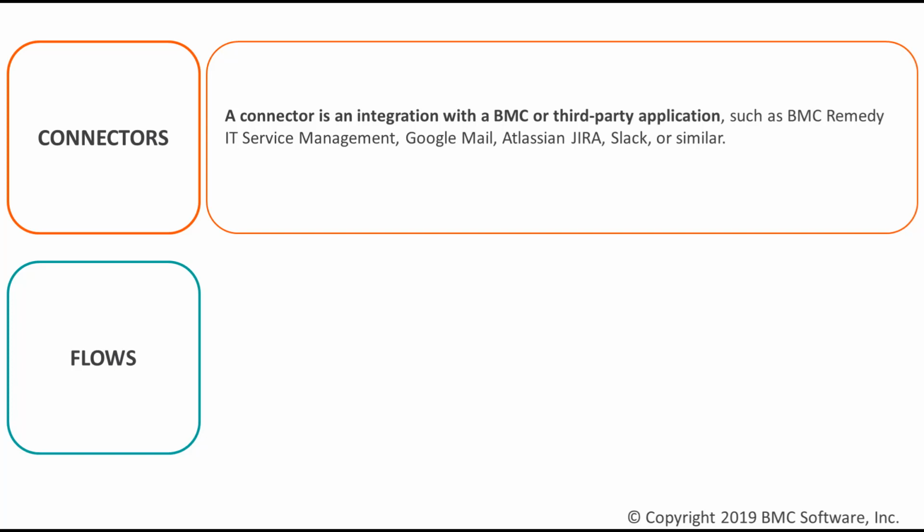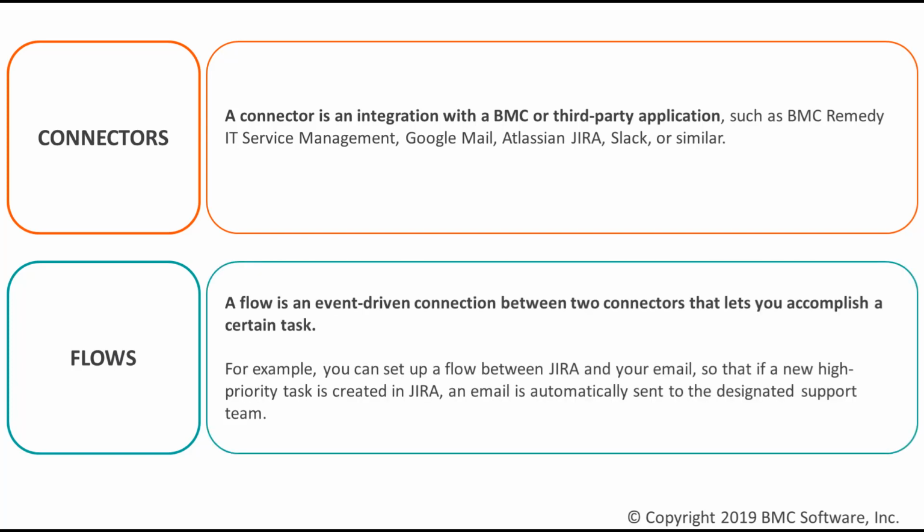A flow is an event-driven connection between two connectors that lets you accomplish a certain task. Each flow has a source application and a target application. A triggering event in the source application causes an action that takes place in the target application. For example, you can set up a flow between Jira and your email so that if a new high priority task is created in Jira, an email is automatically sent to the designated support team.